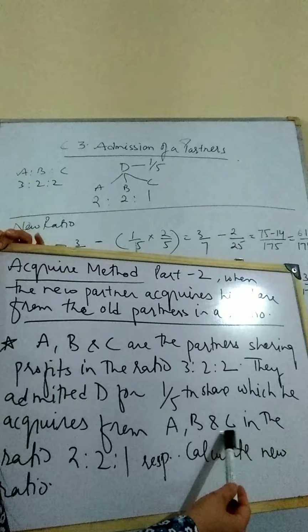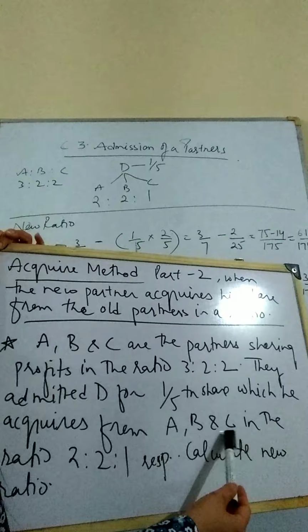In the previous condition, it was written that D acquired 1/4 share from A and B as 1/16 from A and 1/16 from B. It was the condition like that. But here the change is that the new partner acquires his share from the old partners in a ratio, and this ratio has to be converted into a fraction. Okay, so we take up one example over here.